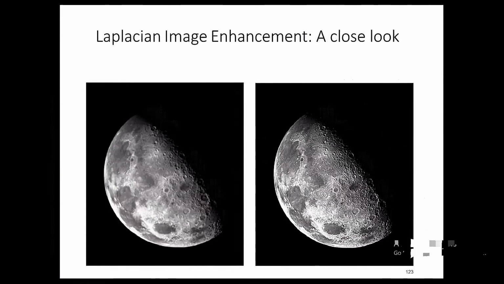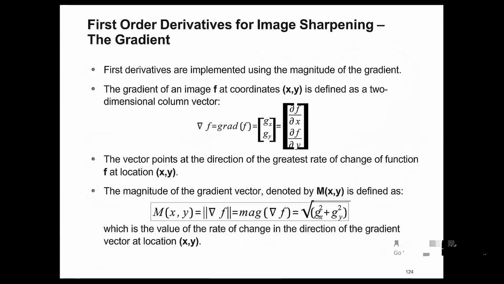If I just compare these two, you can see how sharp it is. Okay, so we talk about the second derivative, and based on the second derivative, we have the Laplacian filter. But we also have some filters based on the first derivative. Some scholars proposed a first-order derivative filter. So how will it look?